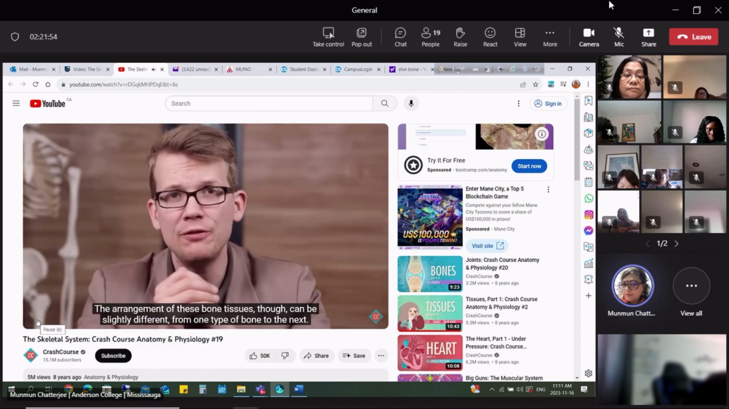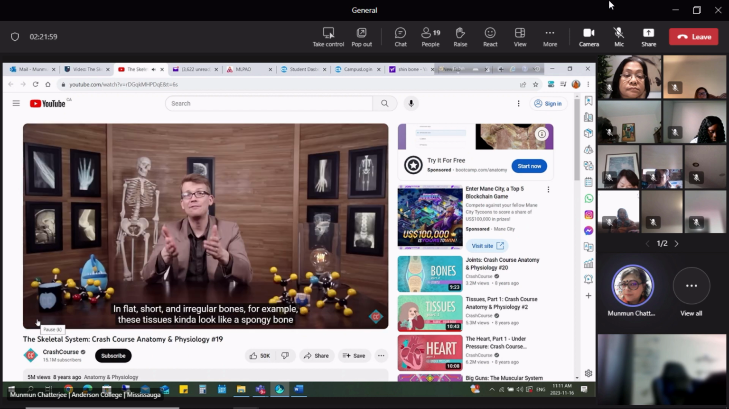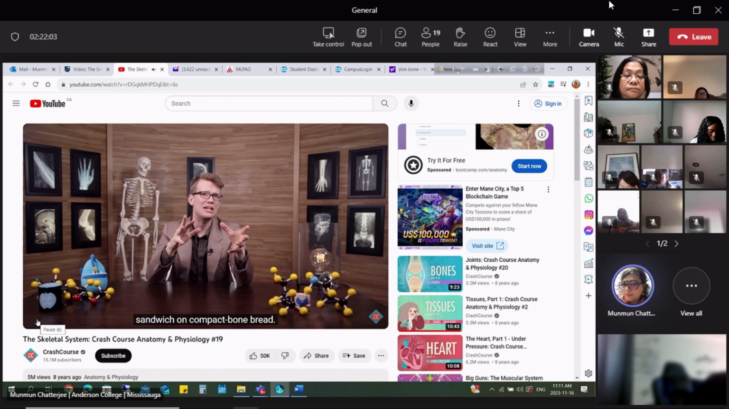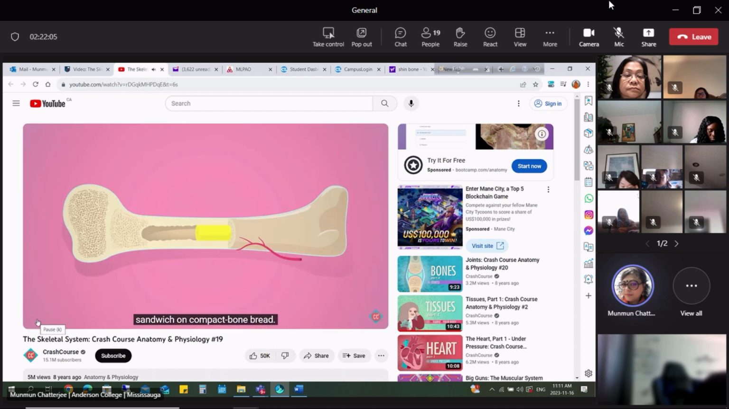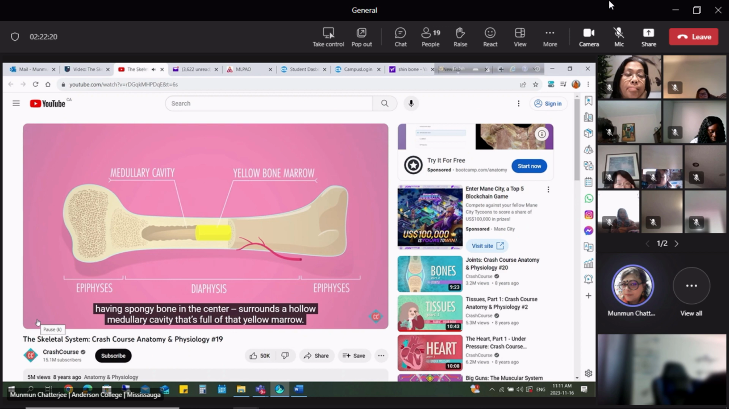The arrangement of these bone tissues, though, can be slightly different from one type of bone to the next. In flat, short, and irregular bones, for example, these tissues kind of look like a spongy bone sandwich on compact bone bread. But in some of your classic long bones, like the femur and humerus, the spongy bone and its red marrow are concentrated at the tips. These flared ends, or epiphyses, bookend a bone's shaft or diaphysis, which instead of having spongy bone in the center, surrounds a hollow medullary cavity that's full of yellow marrow.